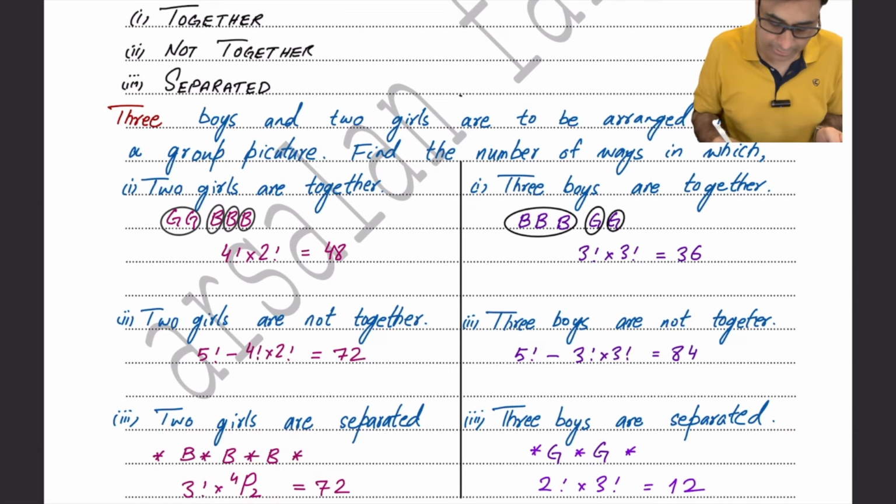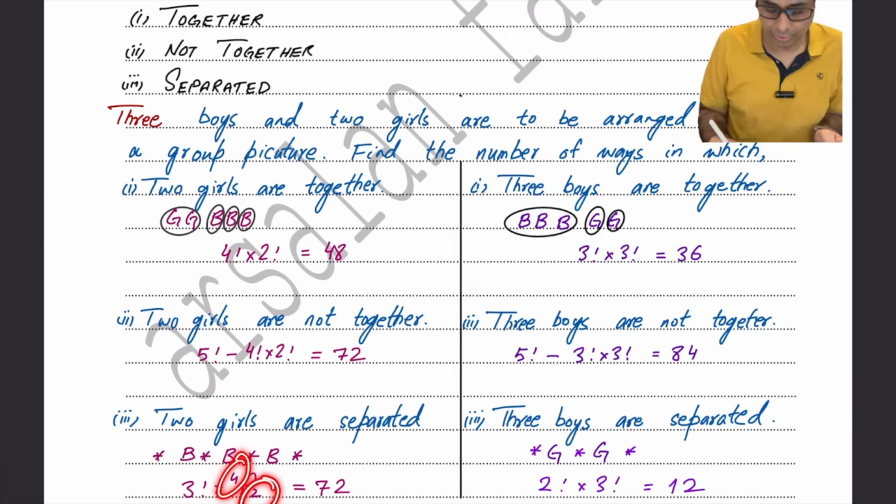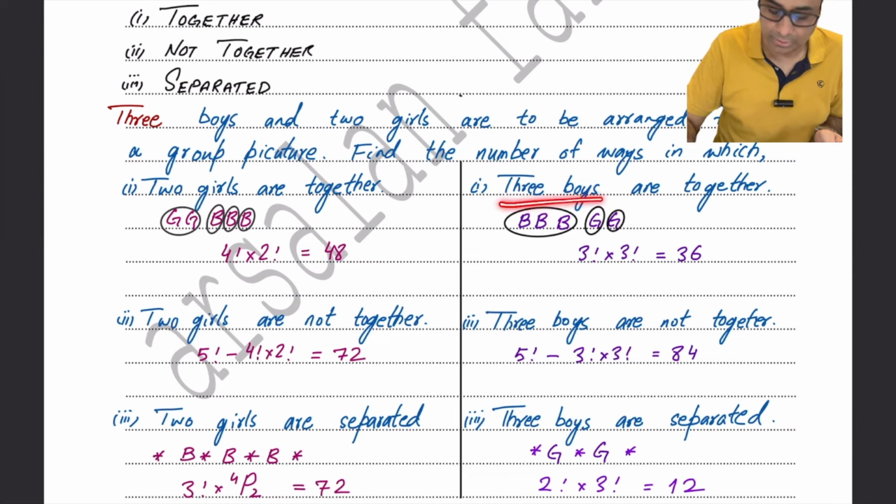Keep in mind that this number always has to be bigger than this number. It doesn't matter whether you have more objects or more slots. You just have to make sure that whenever you write nPr, this number has to be the bigger number. And that's how you can get those arrangements where you make sure that the girls are separated. The same thing could be done with boys as well. Let's say in this particular situation, we want the 3 boys to be together. We could make them as one object. So 3 boys together is one object.